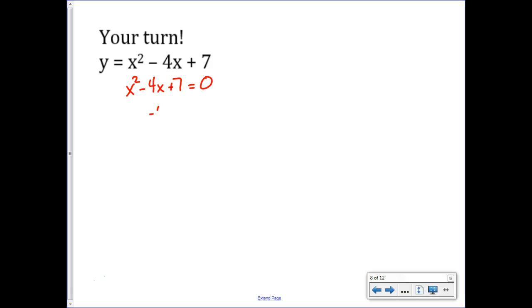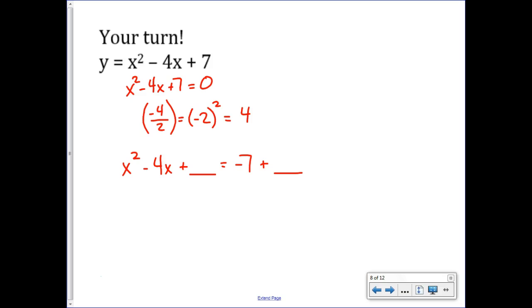So I have a negative 4 over 2 as my b value, and I'm going to get negative 2 and square it. So I get 4. Now, I need to also move those things over. So I have minus 4x plus the blank, and we just figured out what goes in that blank, equals a negative 7 when I move it over to the other side, plus that blank. The blank that we just found is positive 4.